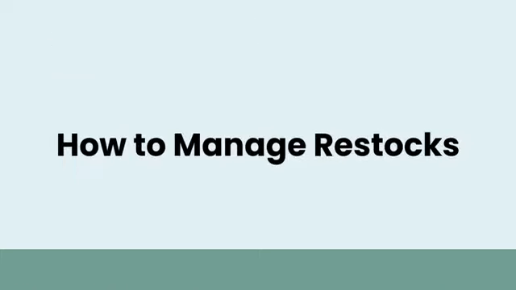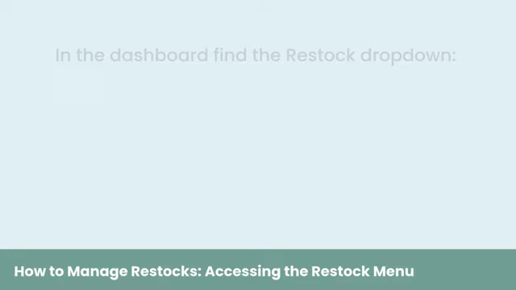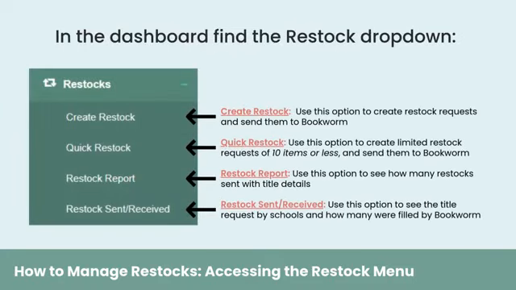How to manage restocks. Find the Restocks tab in the main menu. These are the different options. Create Restock lets you create restock requests and send them to Bookworm. Quick Restock is great for sending short restock requests of 10 items or less. Restock Report gives you an overview of how many restocks were sent with title details. Restock Sent/Received lets you see the titles requested by the school and how many were filled by Bookworm.